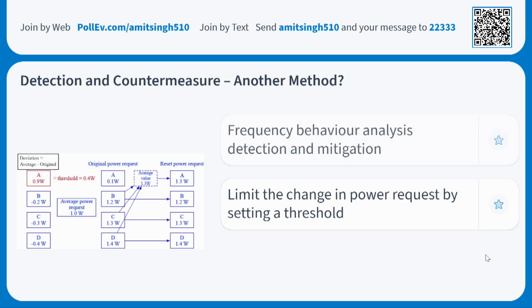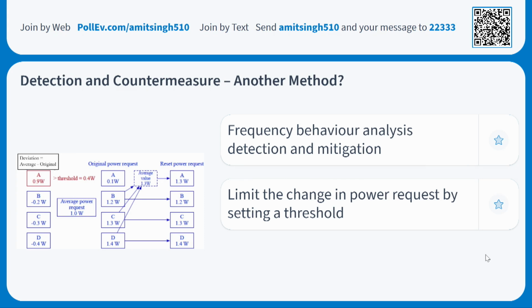Limit the change in power request by setting a threshold. That's an interesting one. When the requests are made, if it goes to 0.1, obviously it is infected, but you can say no request can be less than 0.8 watt or something like that. So you can set the limit. This one is kind of a direct defense, like security by design. It's not letting that happen, but this is an interesting one.